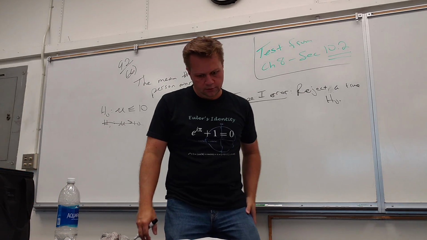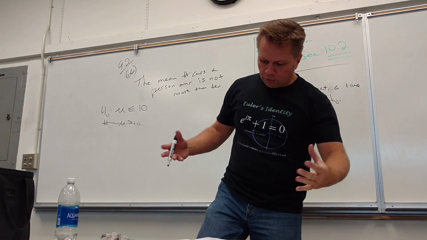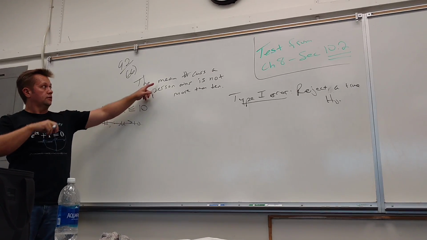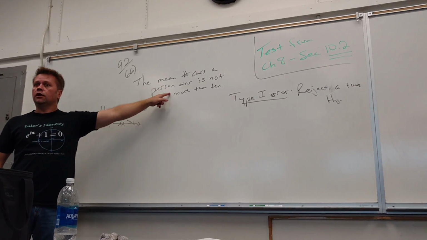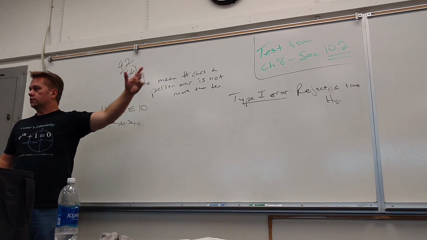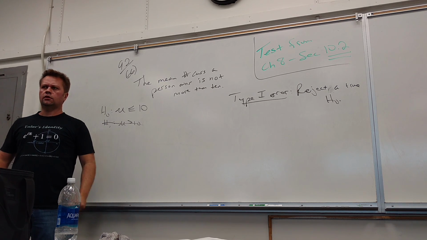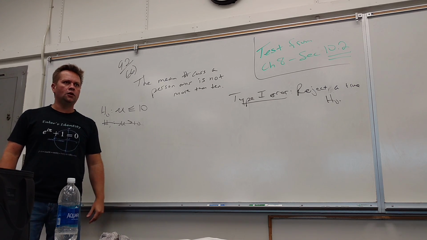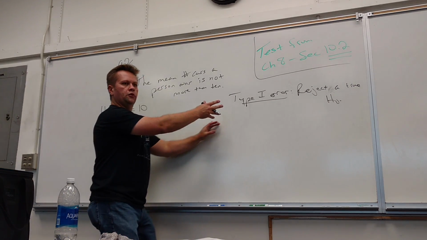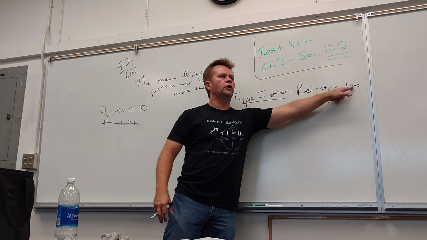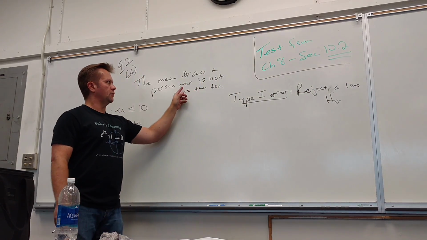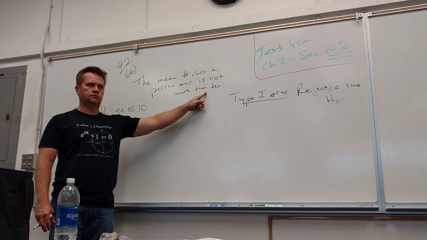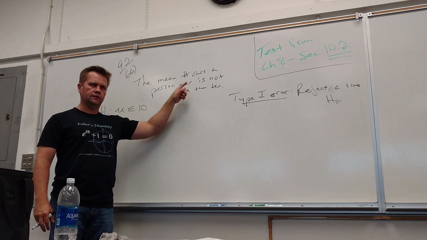Because it says, state the type 1 and type 2 errors in complete sentences given the following statement. So can you state what the type 1 error would be? What's a type 1 error mean? That the null is true, but we reject it. So that means this is actually a true statement, but we think that they own more than 10. We reject this, but this is actually true.